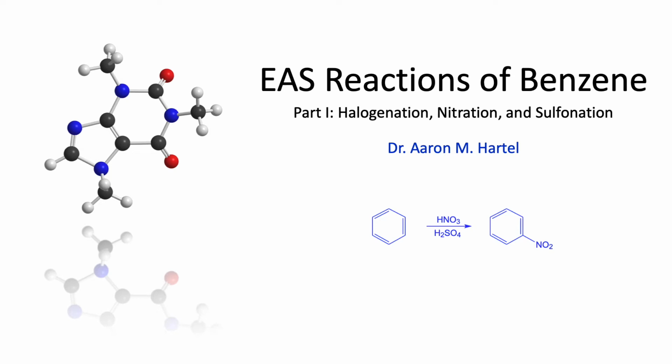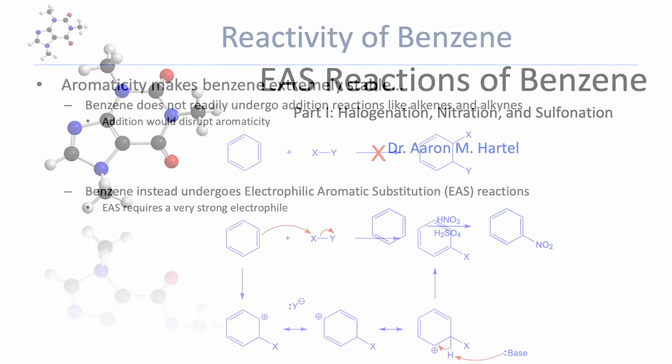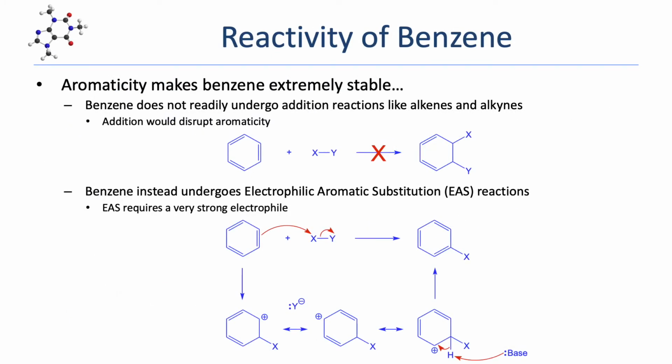In this lesson, we're going to introduce electrophilic aromatic substitution, focusing on the halogenation, nitration, and sulfonation reactions of benzene. As we've already seen, benzene is an aromatic molecule, and that aromaticity makes benzene extremely stable. At first glance, benzene looks like an alkene, a triene actually, and we know that alkenes undergo electrophilic addition reactions, adding a molecule across a carbon-carbon pi bond.